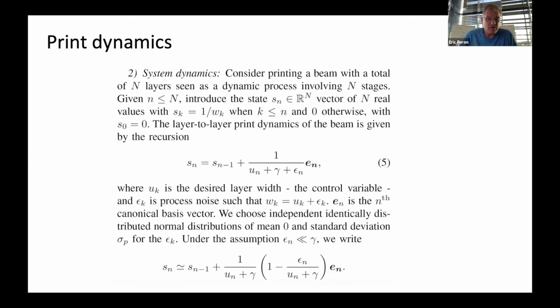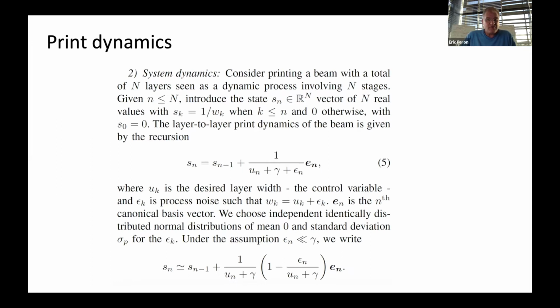Well, the state of the beam at any point during its construction is the width or something related to the width of each layer of the beam. Now, it could be the width of the beam or the inverse of the width of the beam, or maybe a noisy version of this, given that there are always noises present in the building process.